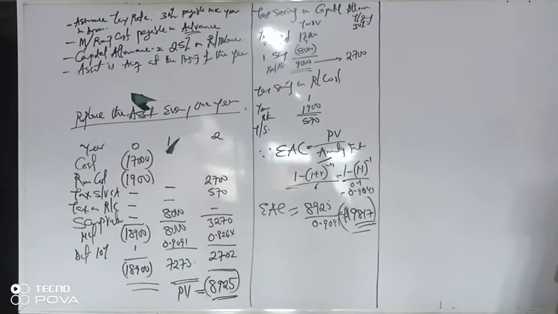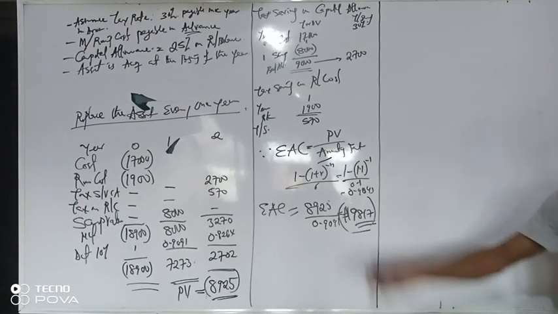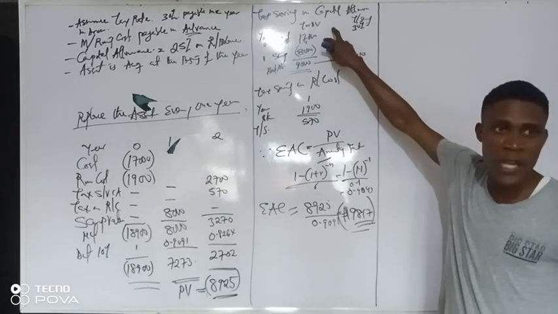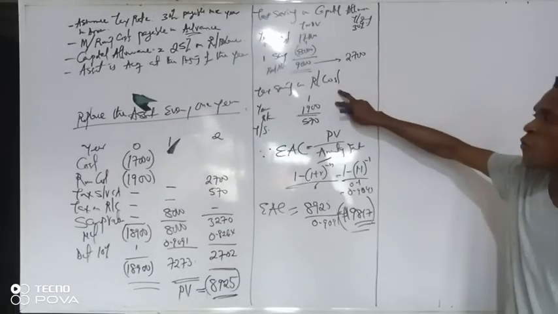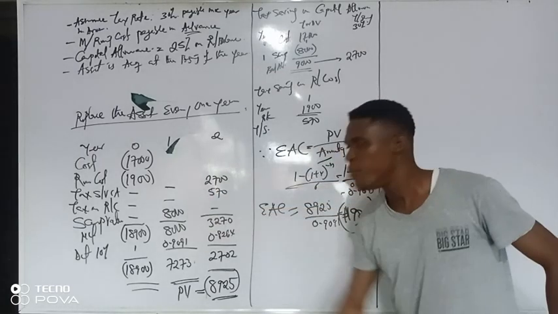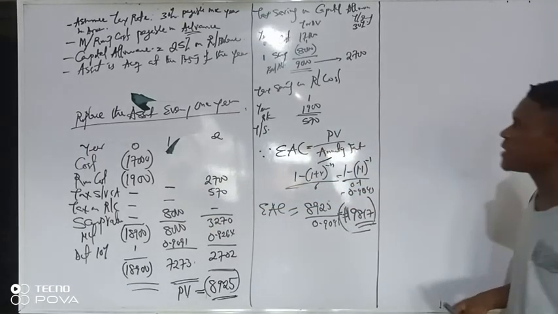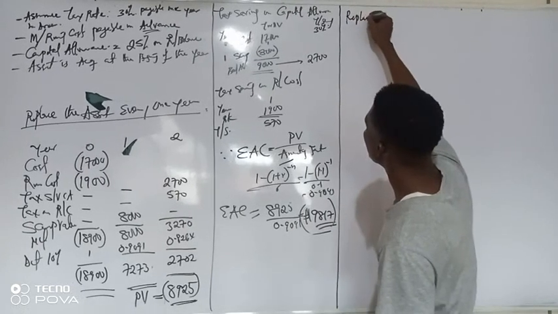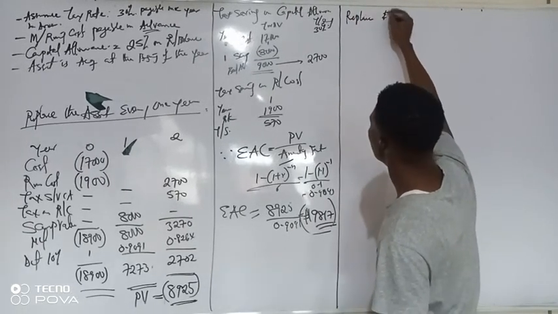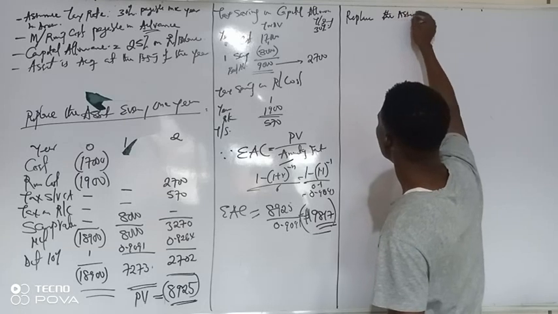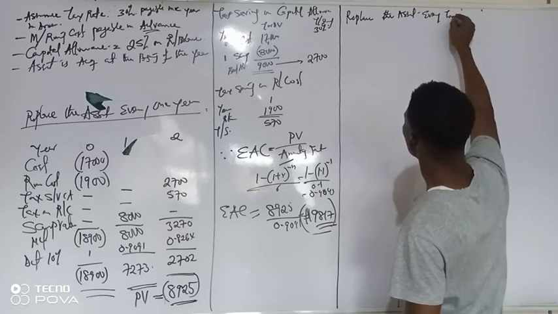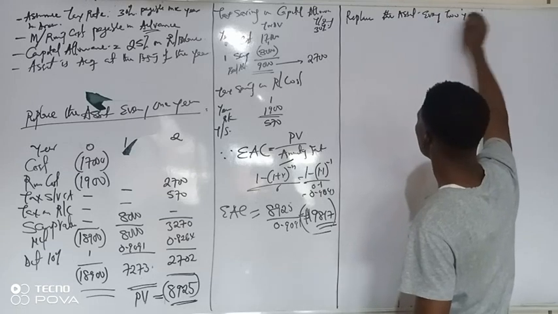Let's go to replace every 2 years now. We are going to repeat the same process. Compute capital allowance for 2 years. Tax savings on running costs for 2 years. Then compute your PV for 2 years. So replacement every 2 years. Replace the assets every 2 years.